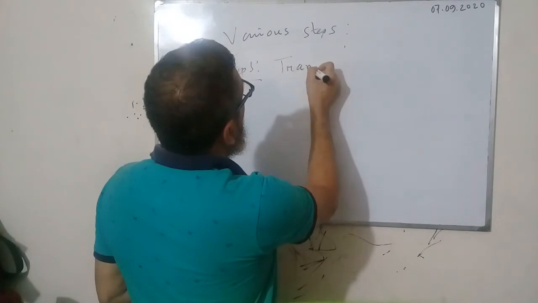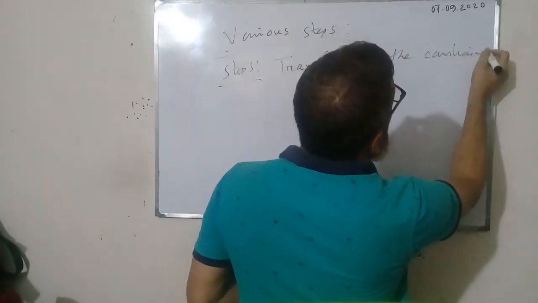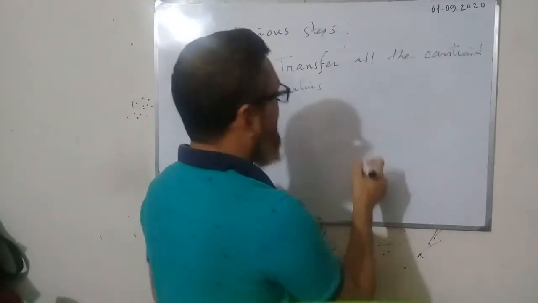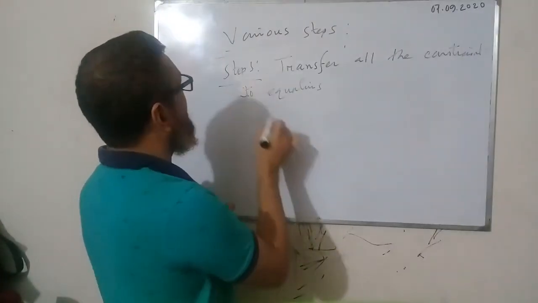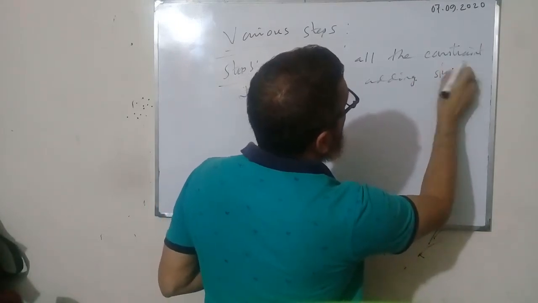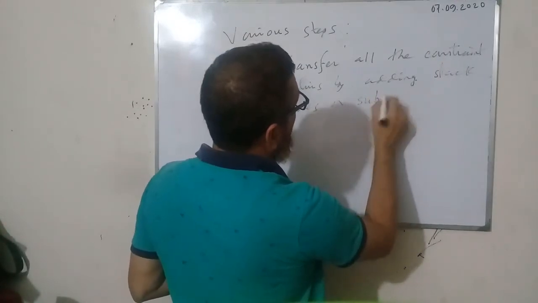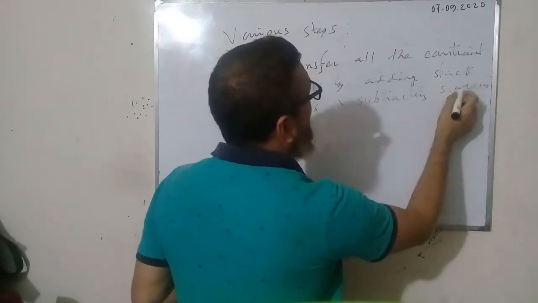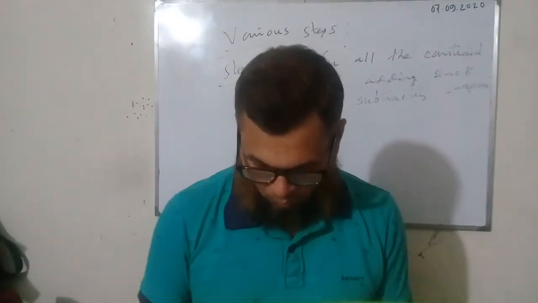Transfer all the constraint inequalities into equations by adding slack variables or subtracting surplus variables.